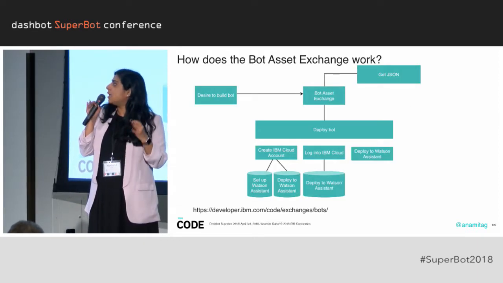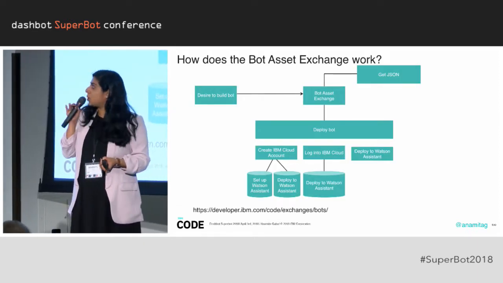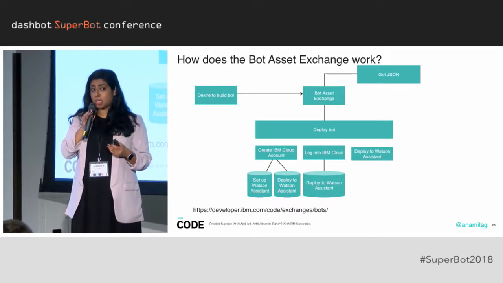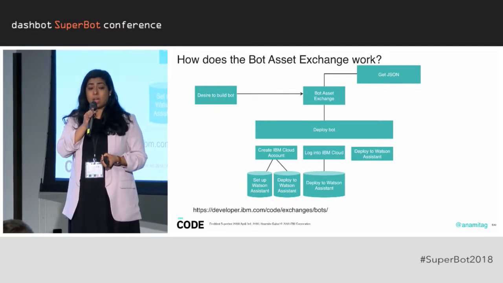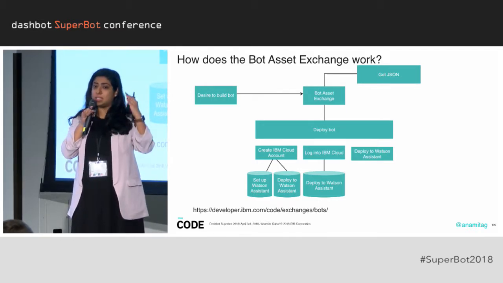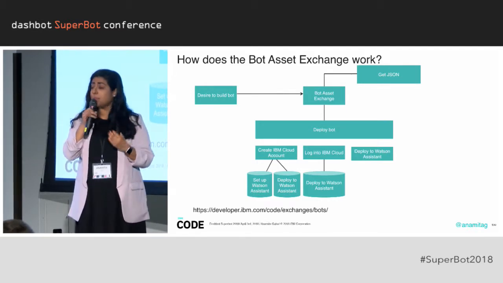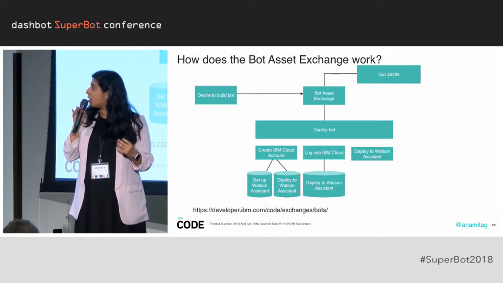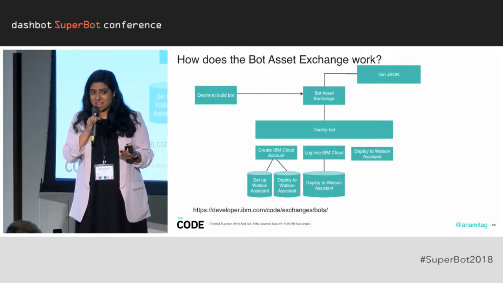So to get a little deeper into how the Bada Asset Exchange works, you want to build a bot. You go to the Bada Asset Exchange, you have two options. You can either get the code, the backend is written in JSON, and you can get the code immediately and start coding it. Or you can click a button that says deploy bot.